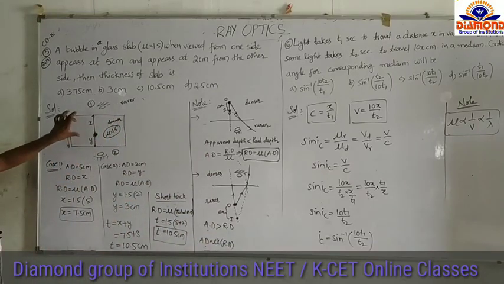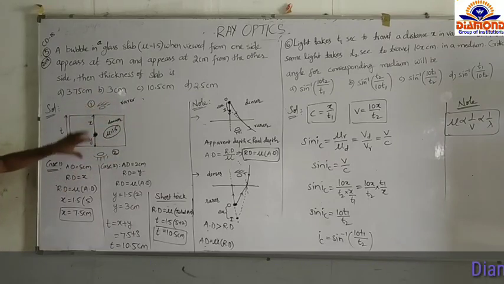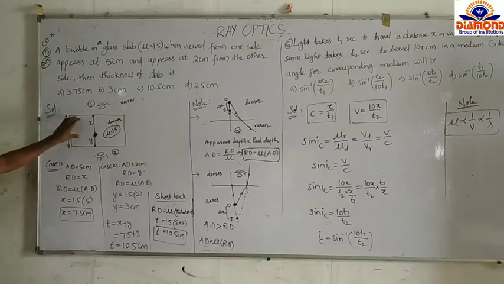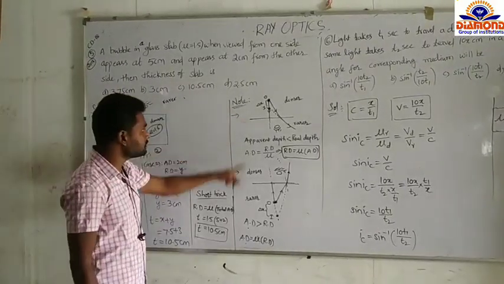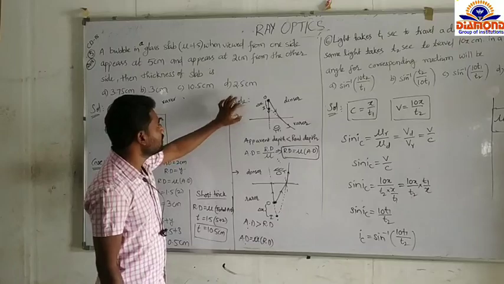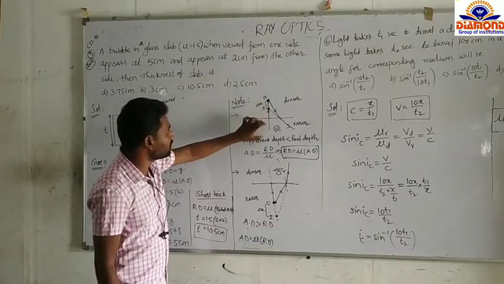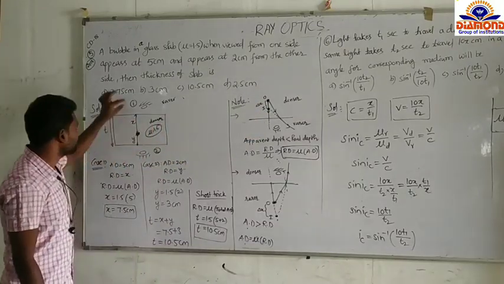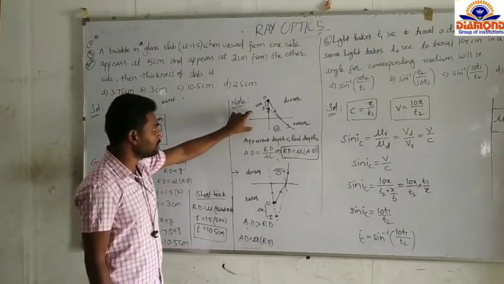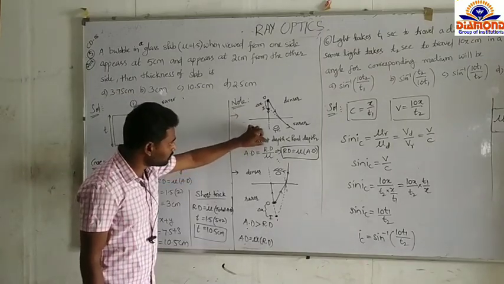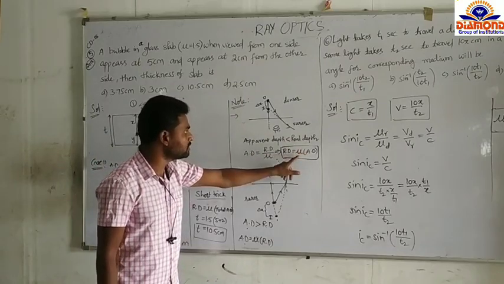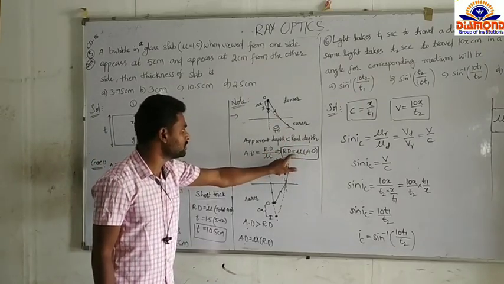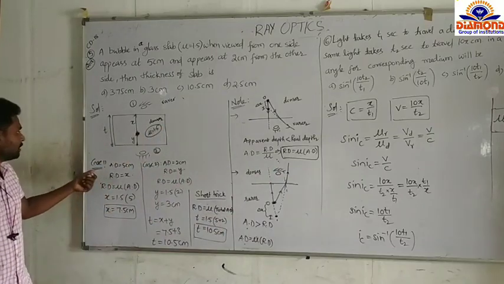So this is the glass slab. The refractive index of the glass slab is 1.5, and the refractive index of the surrounding medium, air, is 1. So the glass slab is the denser medium and we are viewing from the rarer medium. Which case is applicable? The object is in the denser medium, viewing from the rarer, so the first condition is applicable. From that, apparent depth equals real depth by mu, or real depth equals mu into apparent depth. Mu is the refractive index of the denser medium. So I am using that formula.